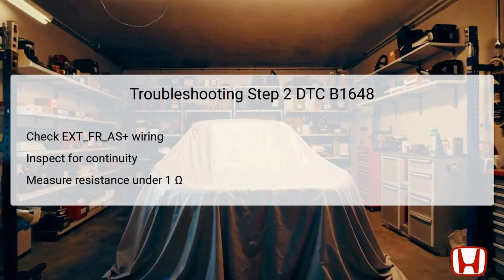The next step in troubleshooting DTC B1648 involves a focused inspection of the EXT FRAS Plus wiring. This step requires checking for continuity in the wiring, ensuring there are no breaks or faults present. Using a multimeter, measure the resistance across the EXT FRAS Plus circuit and confirm it is under 1 ohm, which is equal to optimal conditions. If the resistance exceeds this value or if continuity is absent, it suggests an open circuit, necessitating further investigation and potential repairs.